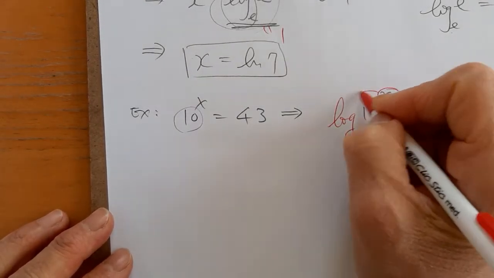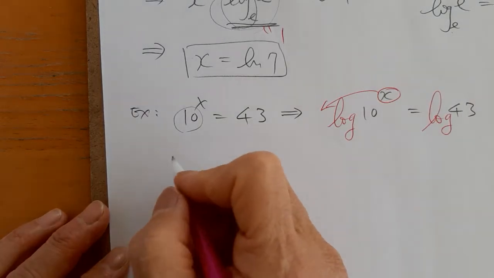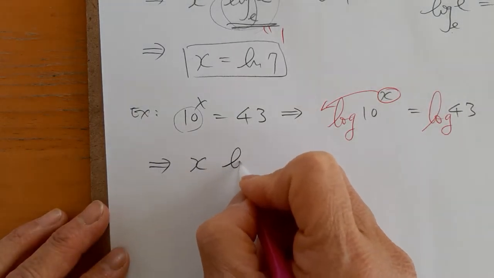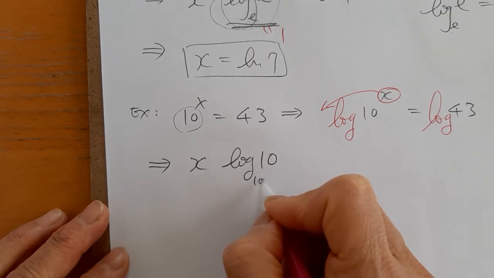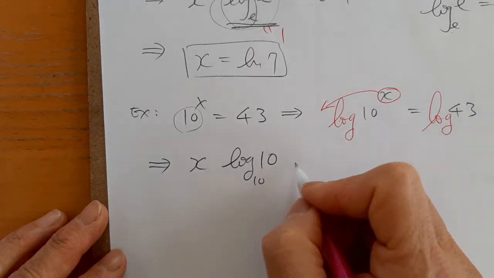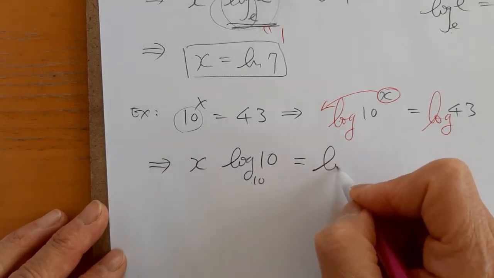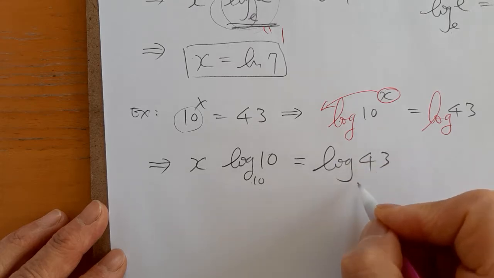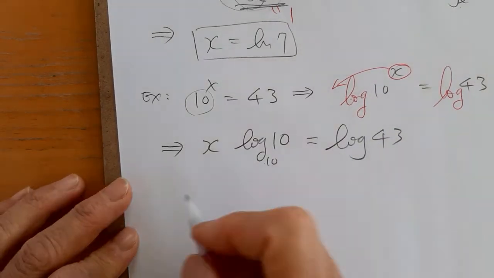And use the power rule, the x comes down. So you get x log 10. And this is a common logarithm. The base is 10, and with log, we do not write out the base. This means the base is 10.